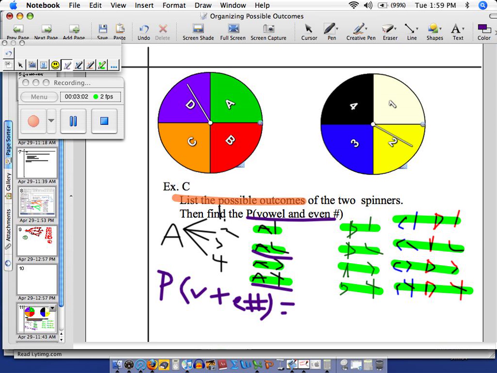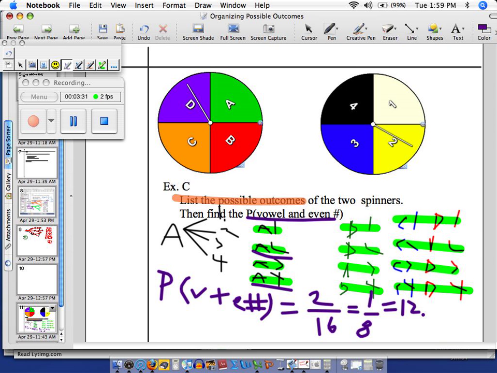is, I have two of those desired outcomes. Out of how many total? 16. 2 out of 16. In simplest form, do you know what 2/16 is? 1/8. And has anyone memorized what 1/8 is as a decimal? 12.5. Good.